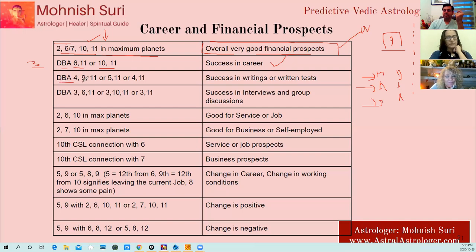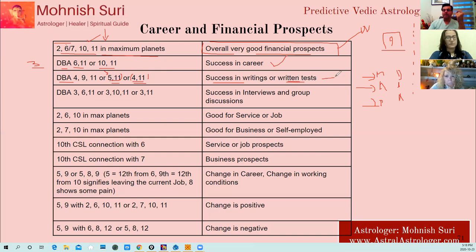If DBA planets are showing 4, 9, 11, 5, 11, 4, 11, success in writing and written tests. 4 is your success in your writings. 5 is your intelligence, and when you write something, you use your intelligence when you are doing some writing work. So 5-11 increases your writing ability.